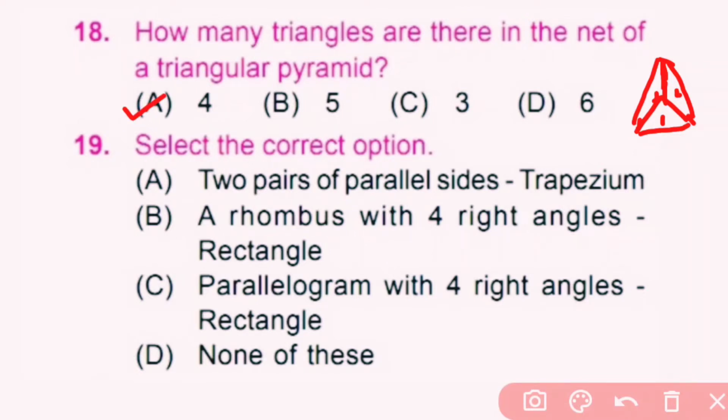Question number 19. Select the correct option. Option A, two pairs of parallel sides is a trapezium. In a trapezium there is only one pair of parallel sides, so it is an incorrect option. In option B, a rhombus with 4 right angles is a rectangle. A rhombus with 4 right angles is called a square, so this option is also incorrect. Option C, a parallelogram with 4 right angles is a rectangle. This is the correct option. So here C is the correct answer.